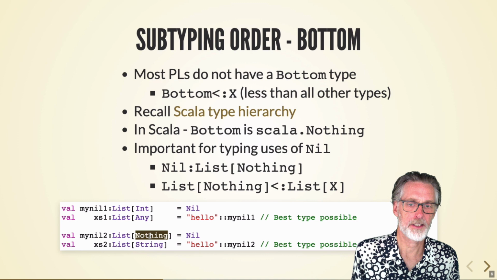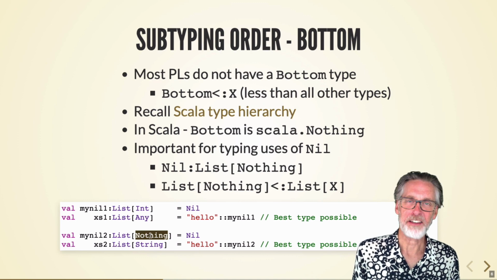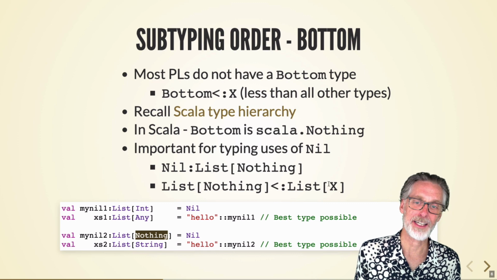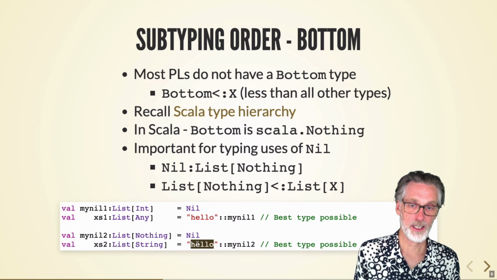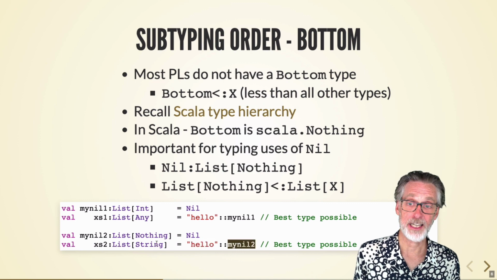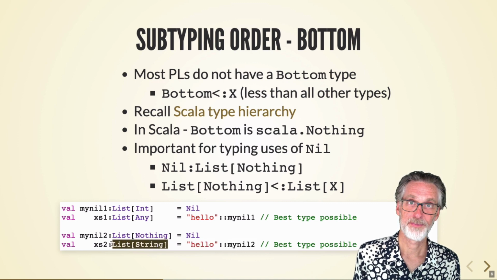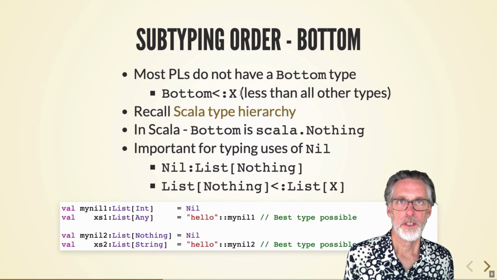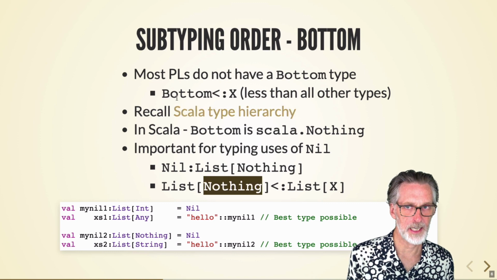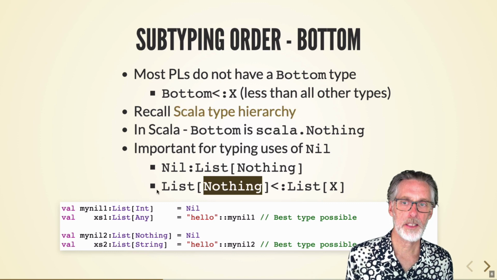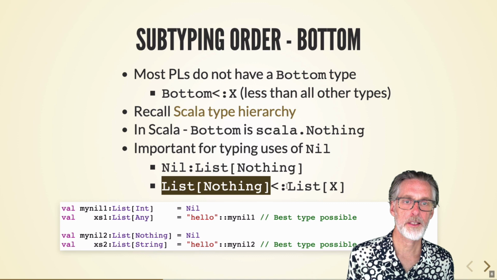That's what Nothing does. Nothing says, well, nothing is nothing. And therefore, a list of Nothing could be a list of anything. In particular, it could be a list of strings. And therefore, when I put a string in front of a list of Nothing, I can get a list of strings. What we're seeing here is a property of Scala lists. That is, because Nothing is below everything, it's a bottom type, a list of Nothing is below a list of anything.